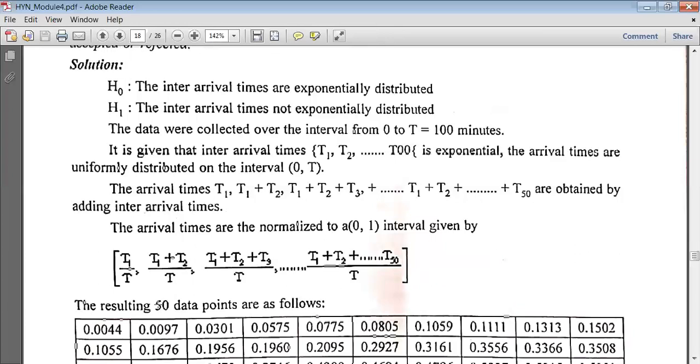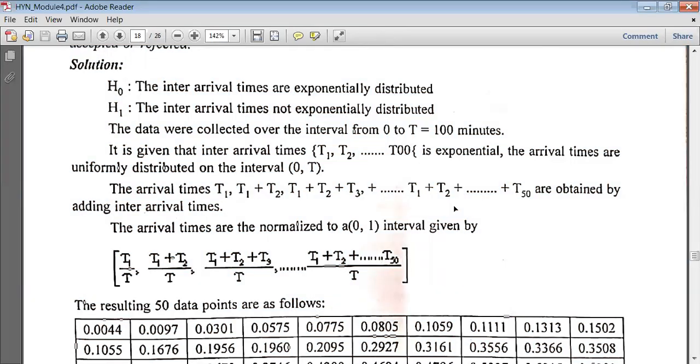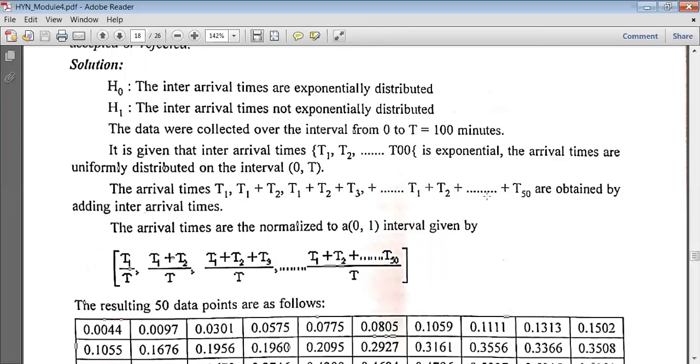The arrival times will be: the first one will be T1, whereas the second one will be T1 plus T2, right? The third one will be T1 plus T2 plus T3. The fourth one will be T1 plus T2 plus T3 plus T4, right? So like that you have to keep on adding all the inter-arrival times which are given. 50 values are given, so keep on adding all the inter-arrival times so that you will get the current arrival time.